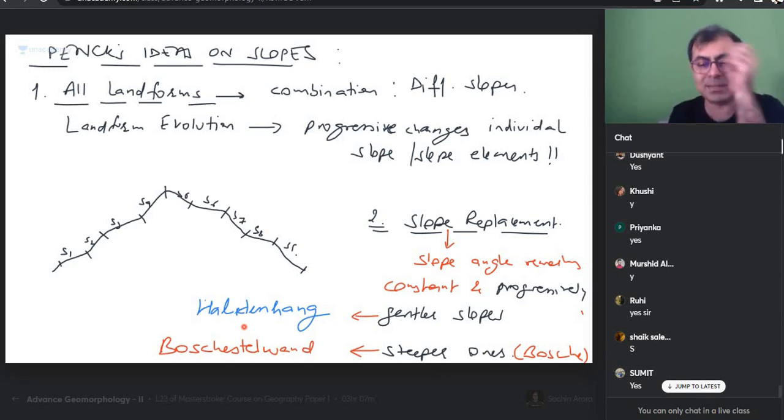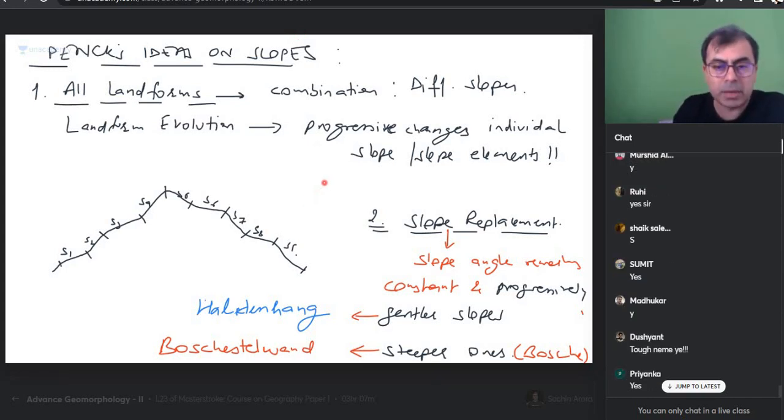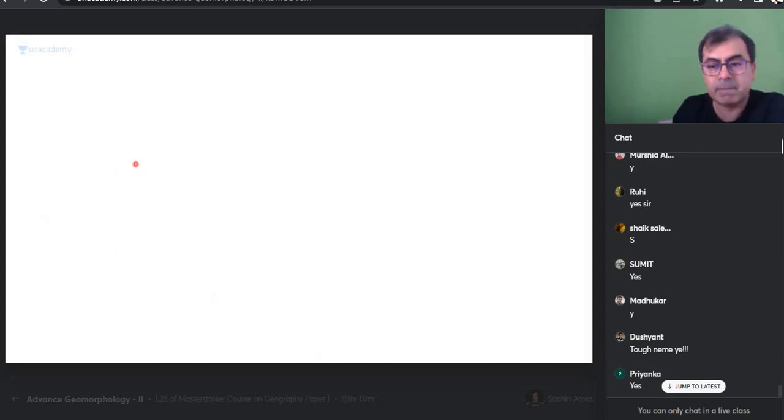So Heldenhang gets replaced by Bosch gets replaced by Heldenhang. Bosch gets replaced by Heldenhang. Is everyone with me on this? सर ये कैसे होता है बता दीजिए. तो मैं आपको बता देना चाहता हूँ everyone, please pay attention. तो पहले तो आपको ये काम करना है. Can you make this?